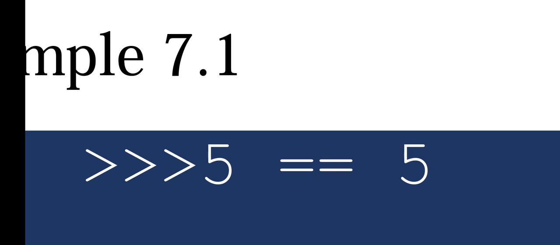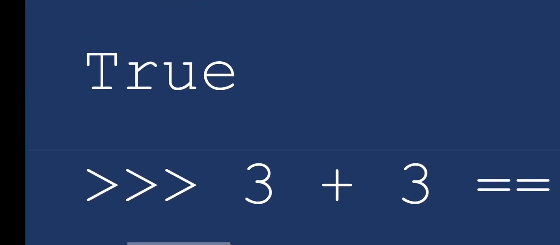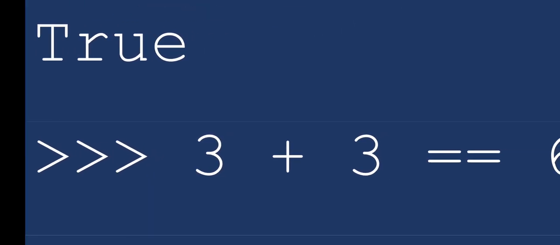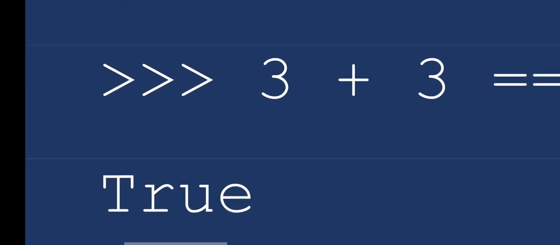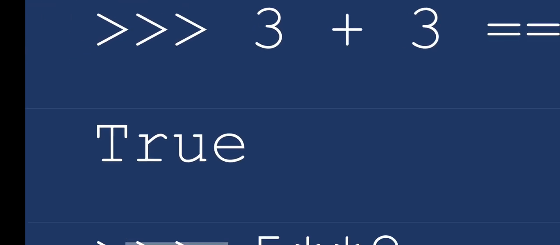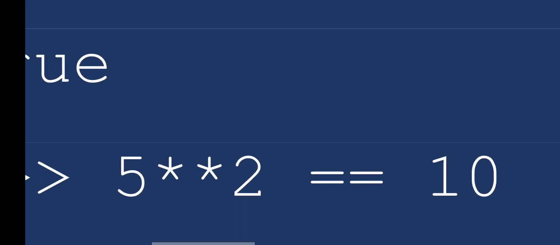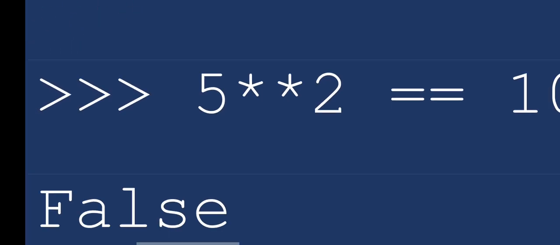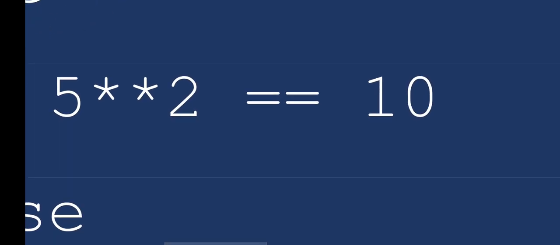Is 5 equal to 5? And the output is true. And yes, because 5 is equal to 5. And the second example we have is, is 3 plus 3 equal to 6? And the output, yes, is true because 3 plus 3 is equal to 6. And the third example is 5 star star 2, or 5 square, is it equal to 10? And the output is false because 5 square is never equal to 10.